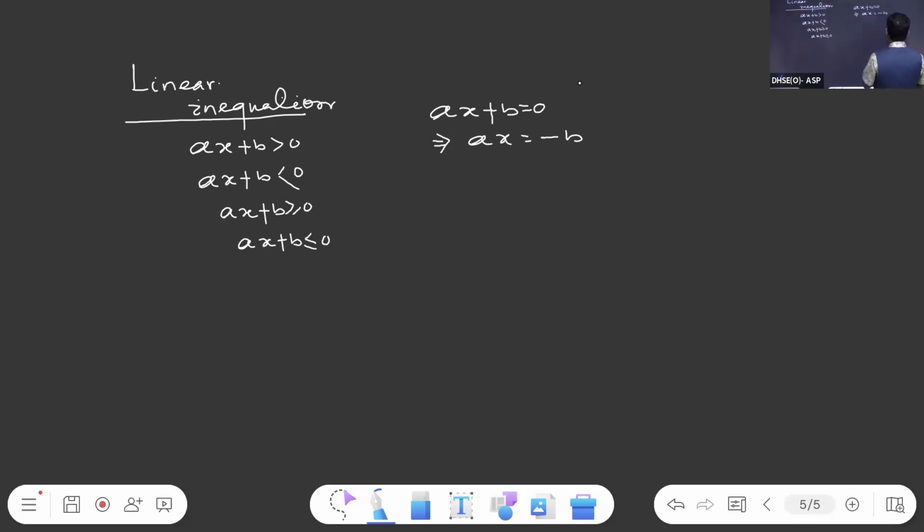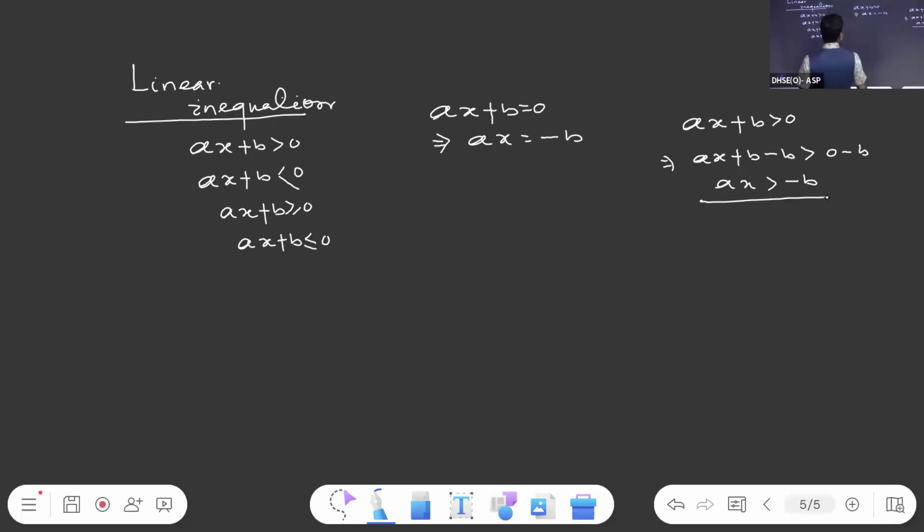Suppose the inequation is ax + b > 0. To solve this inequation, the next step is to add −b to both sides of the inequality. ax + b − b > 0 − b, so ax > −b. So if a constant quantity is either added to or subtracted from both sides of an inequality, then the inequality symbol remains unchanged. This is the first step.